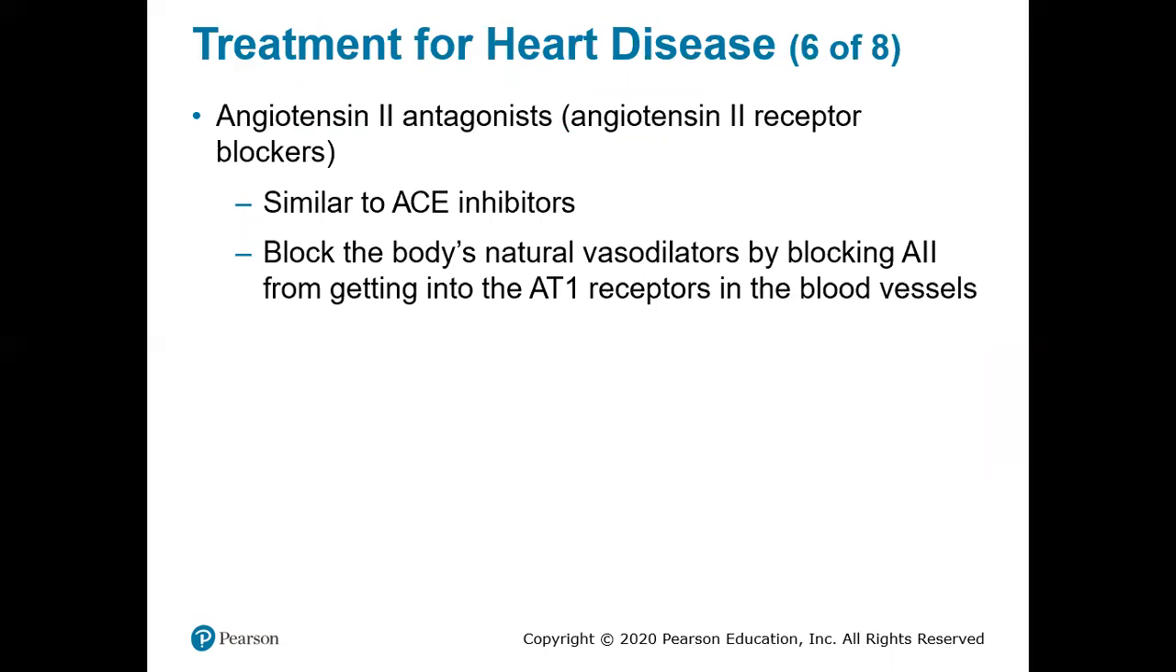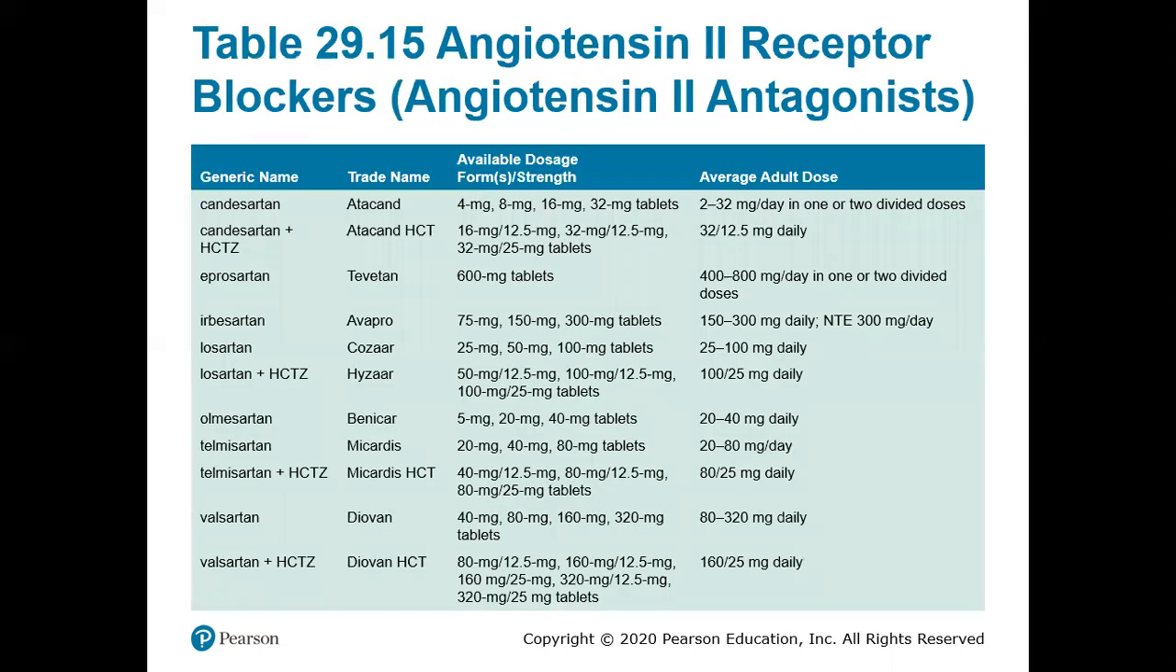Angiotensin 2 receptor blockers, page 475, bottom right corner. These are similar to ACE inhibitors. They block the body's natural vasodilators by blocking A2 from getting into the AT receptors in the blood vessels. Table 29.15 on page 477 details angiotensin 2 receptor blockers, angiotensin 2 antagonists. And that table goes through to page 478.